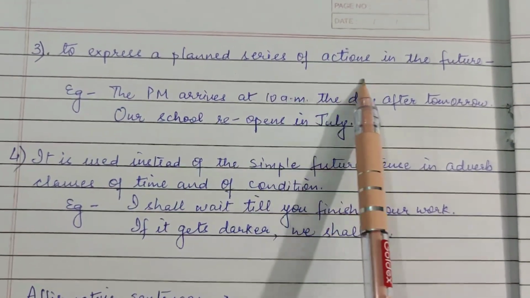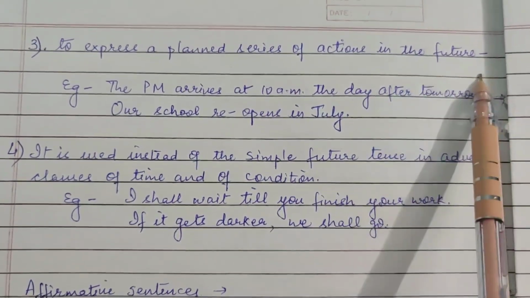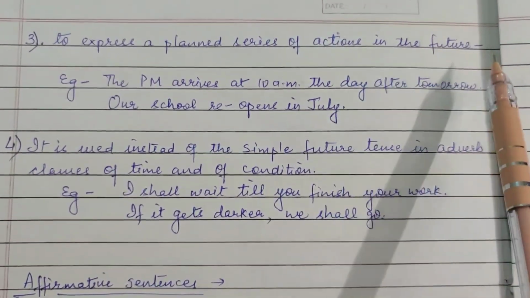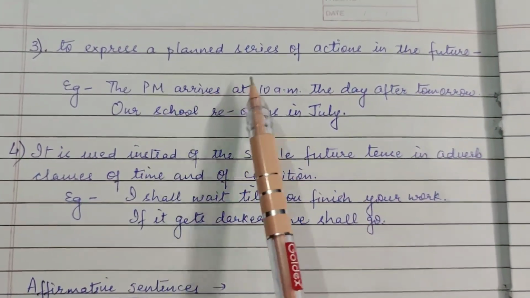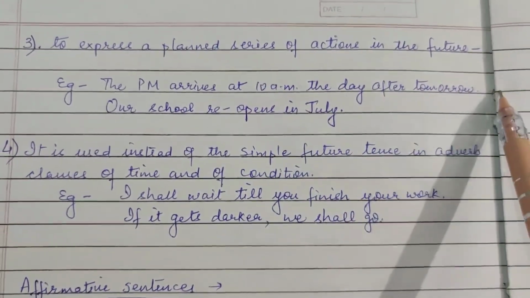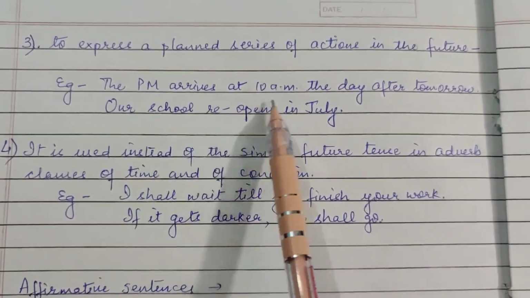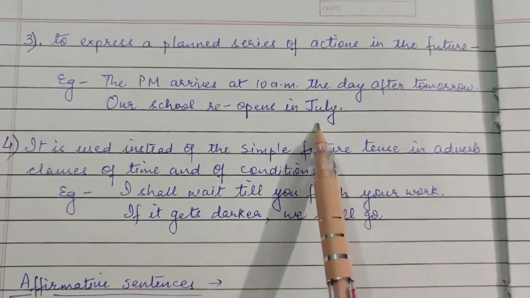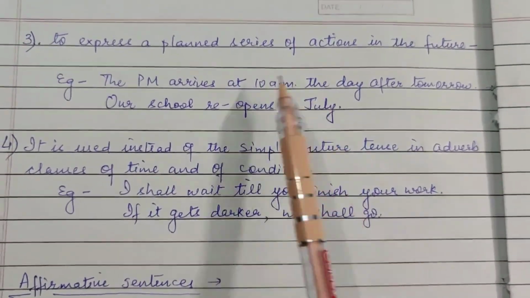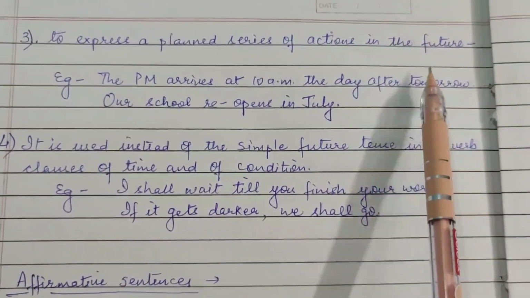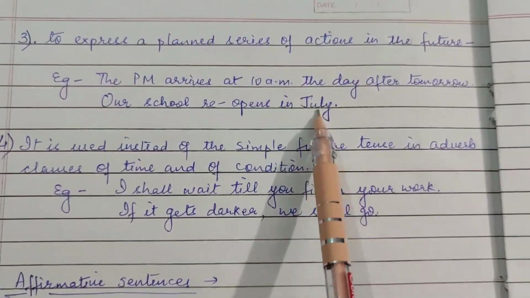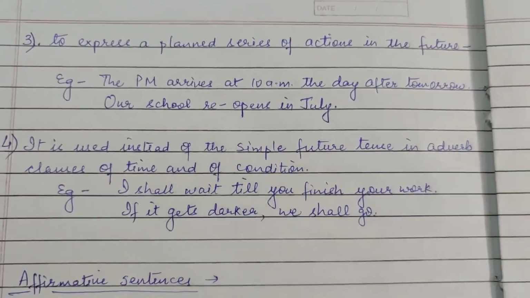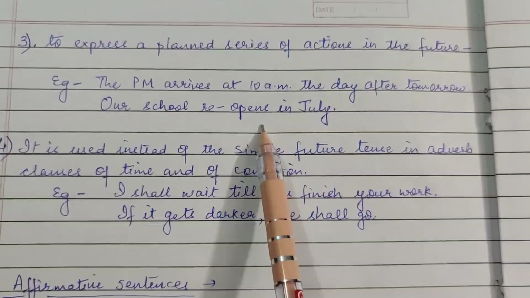Moving further, to express a planned series of actions in the future. Let's say we have a plan which is fixed. Then normally we use future tense, simple future. But simple present can also be used in this case. For example, the PM arrives at 10 a.m. the day after tomorrow. Our school reopens in July. So the plan is fixed. Okay, so these types of actions can be represented by simple present also, even though they are of future, because day after tomorrow, it means it will happen. So we can use simple present also here.